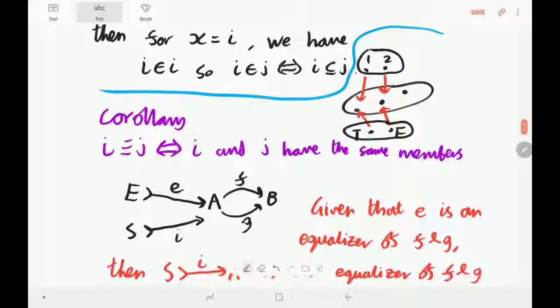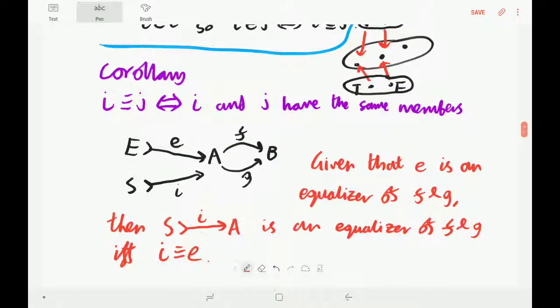So there we go. We can also think more about equalizers, because we know equalizers are monic.